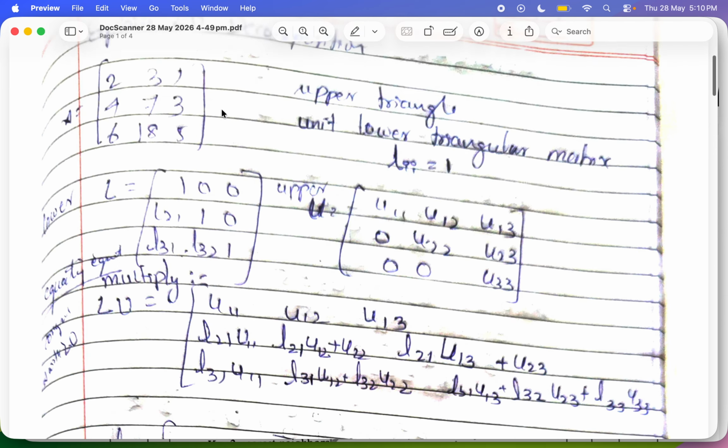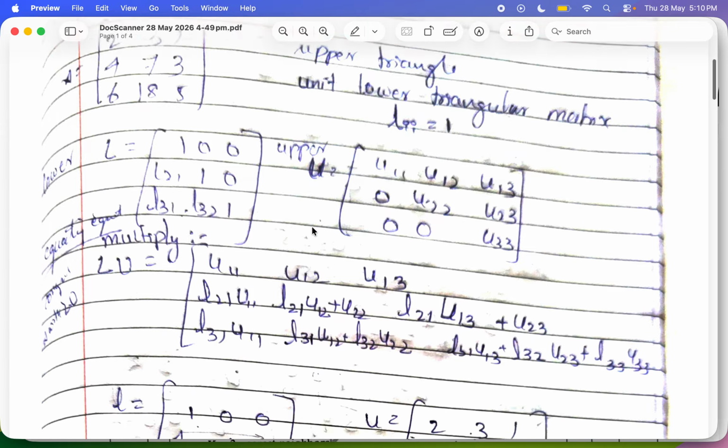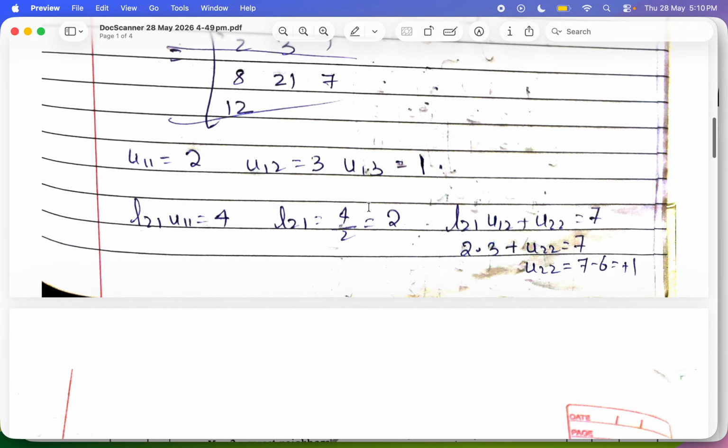Now you are substituting this value with the matrix A. Okay, just equate it, equating the LU value, whatever the multiplied value will be there, with the A. By this you will get u11 is equals to 2, u12 is equals to 3, u13 is equals to 1. Okay, and L21 u11 is equals to 4. L21 u11 is equals to 4. u11 you know the value 2, so when you substitute you will get 4 divided by 2, that is L21 is equals to 4 divided by 2, that is 2.